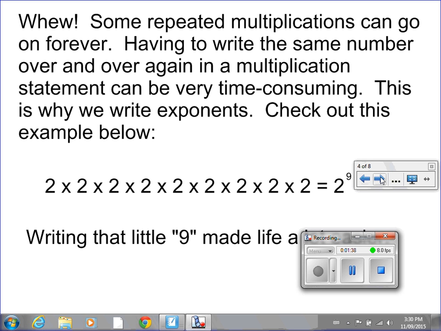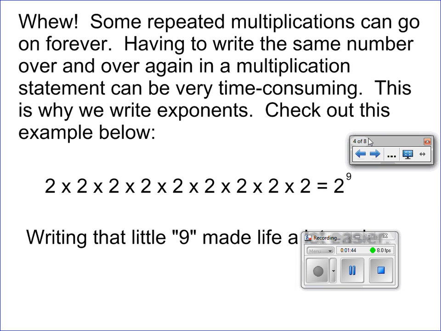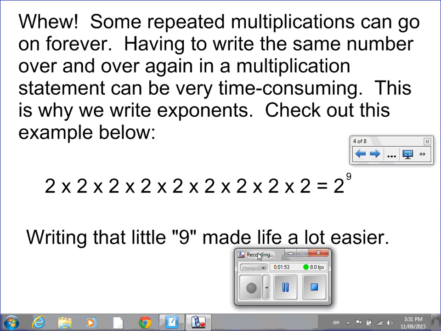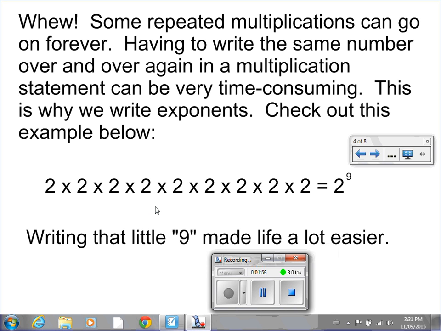Some repeated multiplications can go on forever. Having to write the same number over and over again in a multiplication statement can be very time consuming. So this is why we write exponents. Check out this example below. So I've got 2 times 2 times 2 times 2, and so on. I can shorten that down to 2 to the power of 9. And believe me, writing that little 9 in the top corner made life a lot easier. Well, not so much when I was typing up the SmartBoard lesson, but in future scenarios, writing with exponents will help a whole lot.